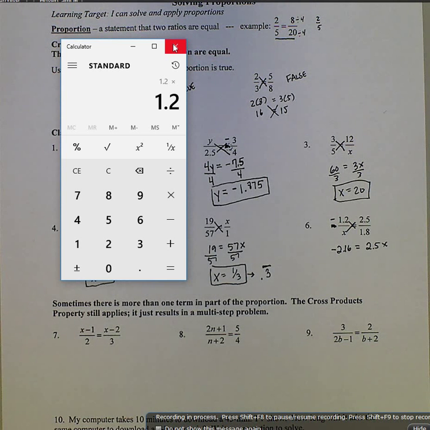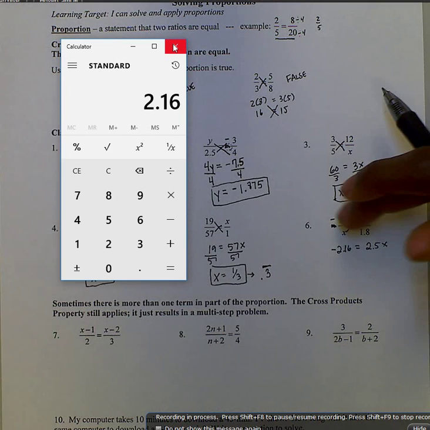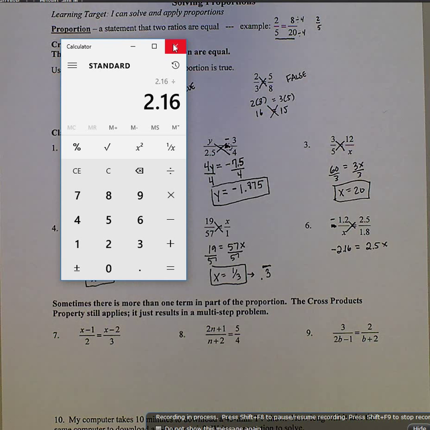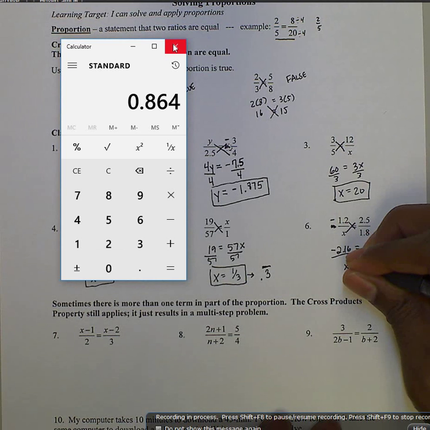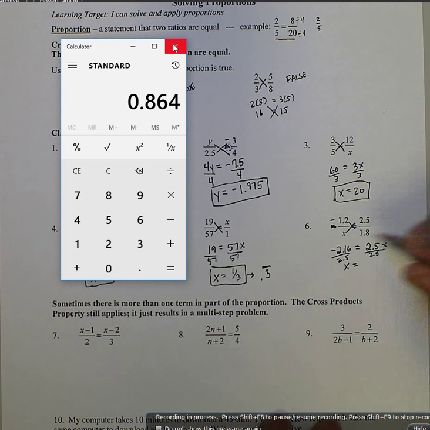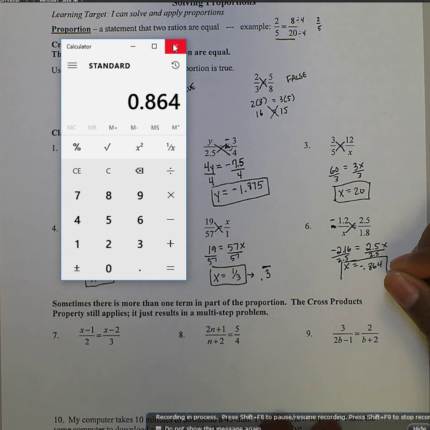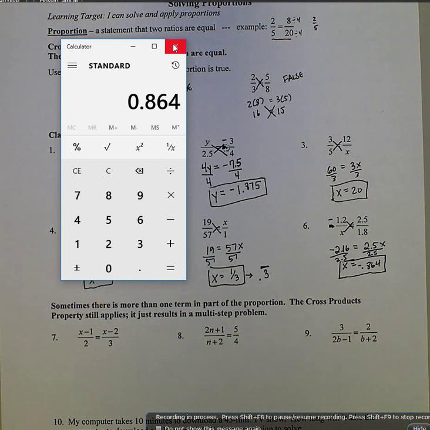1.2 times 1.8. Okay, and I don't have to enter the negative because I'm going to use mental math to know that negative times positive is negative. Okay, and then we'll divide that by 2.5, which I cannot do mentally. Again, I just put 2.5 into my calculator because I should know that this will come out to be negative. So x should be negative 0.864. Okay, so hopefully you got that down and that worked out for you.